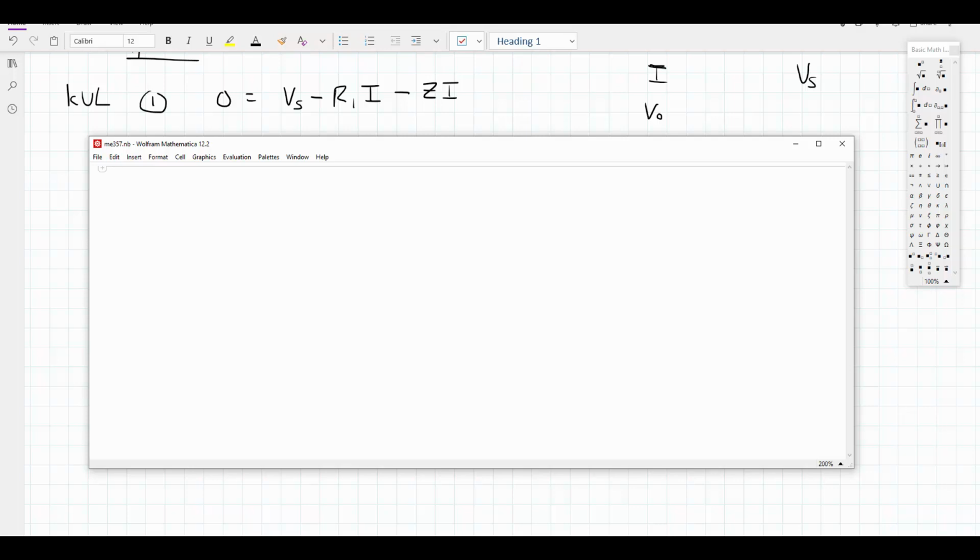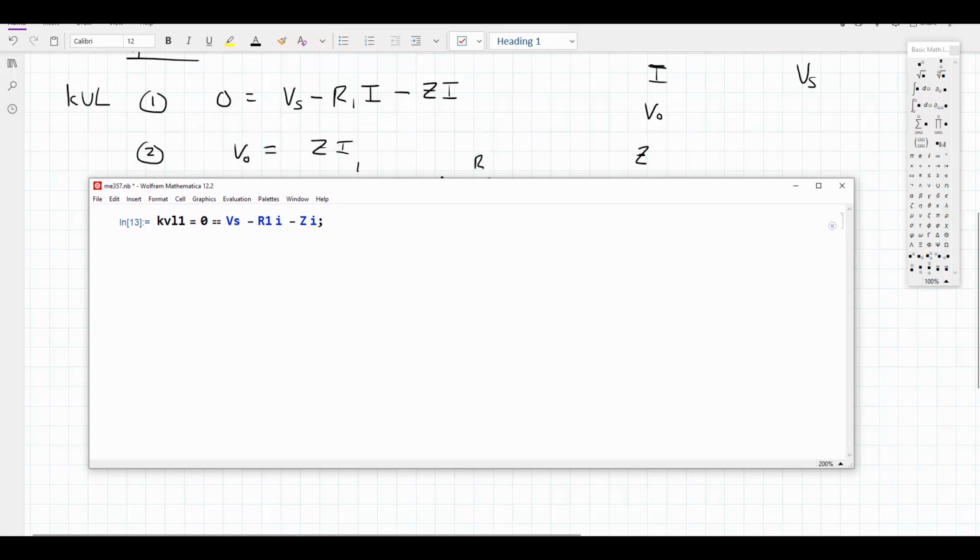So let's transcribe these into Mathematica. The KVL equation, I'll call KVL1, we know is 0, which is Vs minus R1 I. I'm using lowercase i here because capital I would be the square root of -1, so I don't want to use that. Minus Z times lowercase i. Okay, that's our KVL equation.